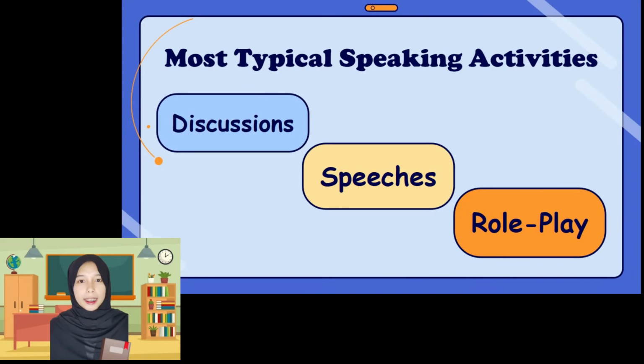Role play is any speaking activity when you either put yourself into somebody else's shoes or when you stay in your own shoes but put yourself into an imaginary situation. So that's the role play.